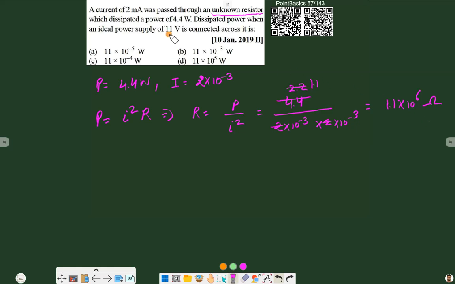So when the power supply of 11 volt is applied, our new dissipated power will be V square by R, as potential is constant here and resistance is also constant. So it will be 11 times 11 divided by the value of resistance. We can write it as 11 into 10 raised to power 5, adjusting the decimal here. So it will be 11 into 10 raised to power minus 5 watts. So option A will be the right answer. Moving to the next question.